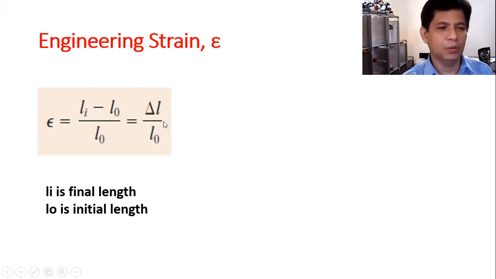So as you can see, kung yung kanina, ang unit ng engineering stress ay megapascal, o kaya PSI, parang pressure siya. Ito namang engineering strain, unitless siya kasi magka-cancel out yung dalawang dimensional length, no? So unitless ang engineering strain.